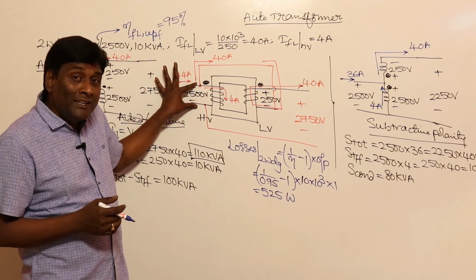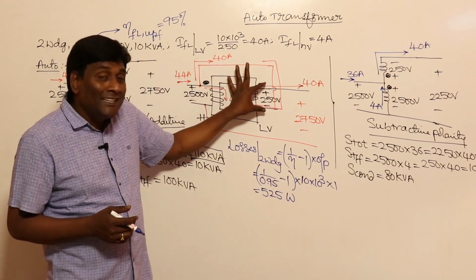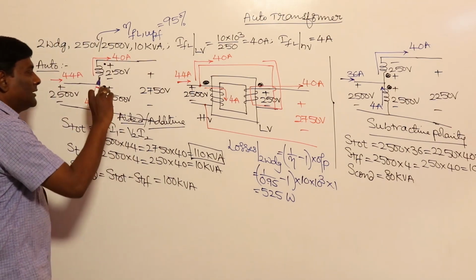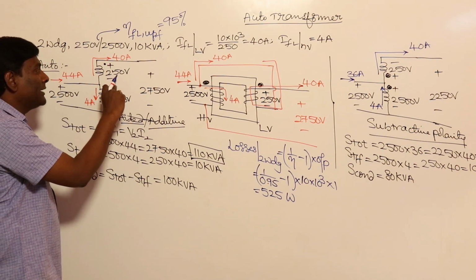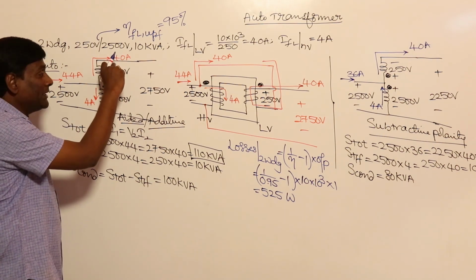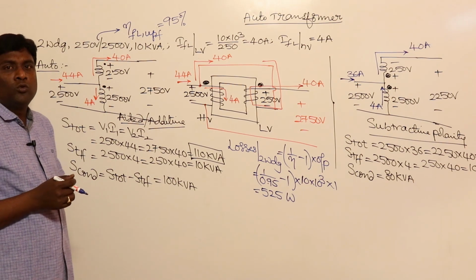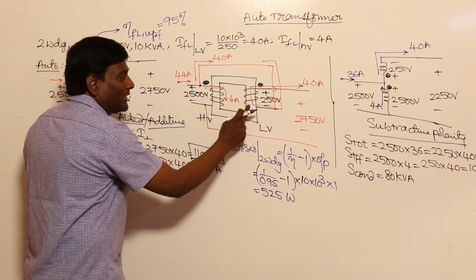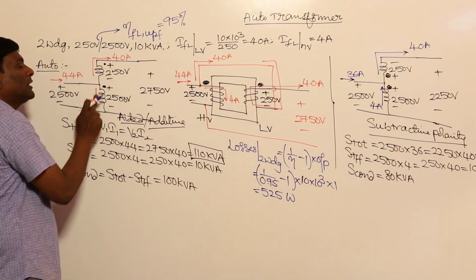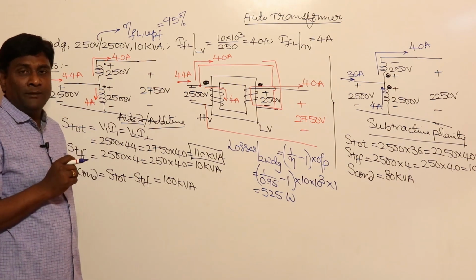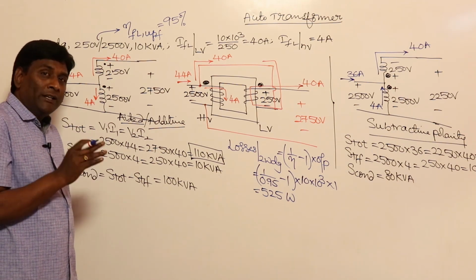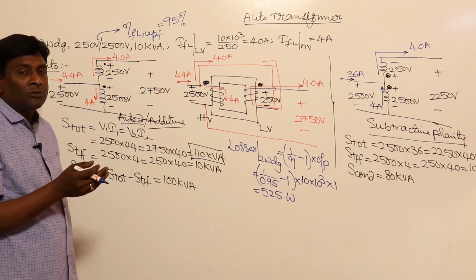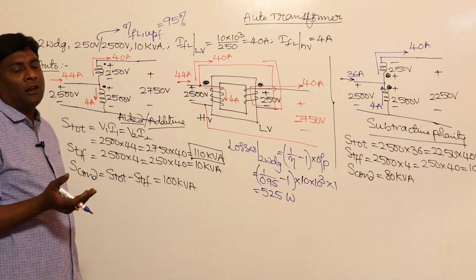As an auto transformer also, how much voltage is appearing across this? 2500. How much voltage is appearing across this? 250. So core loss should be the same. Across this winding only 2500 volts is appearing, and across this winding only 250 volts is appearing. So the voltages are the same, so core loss will be the same. The full load currents as a two-winding transformer and as an auto transformer are the same, so copper losses will also be the same. So if you convert a two-winding transformer into an auto transformer and operate at the rated conditions, the losses will be the same.